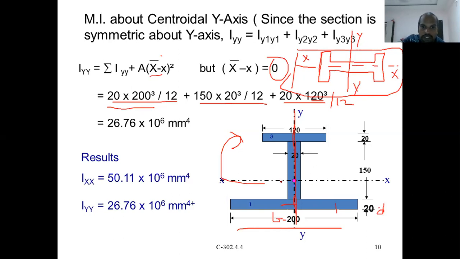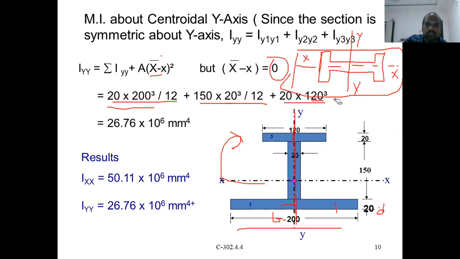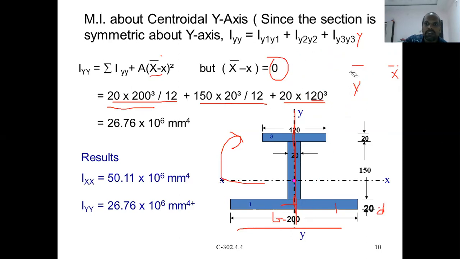Of course, this section cannot be oriented in this way because this is more and this is less. It cannot be oriented like this. But if a symmetric section is there, symmetric about both axes, then we can orient that section this way. Of course, at your diploma level, you need not worry about going this deep into that. Generally we can say that it is symmetric about the y-axis, like that we can go.